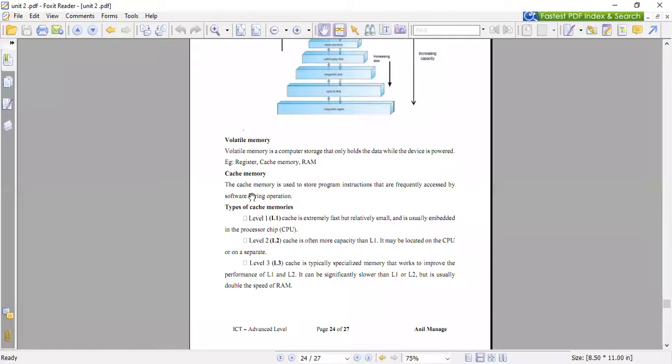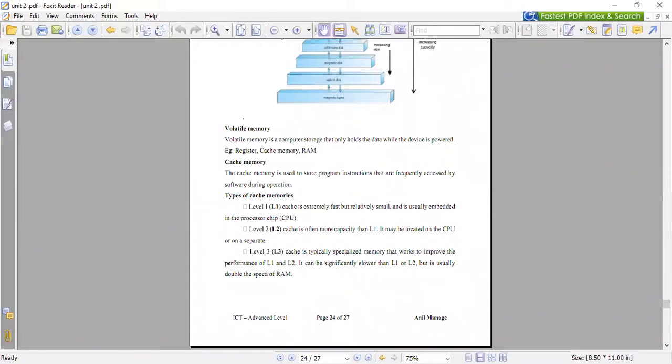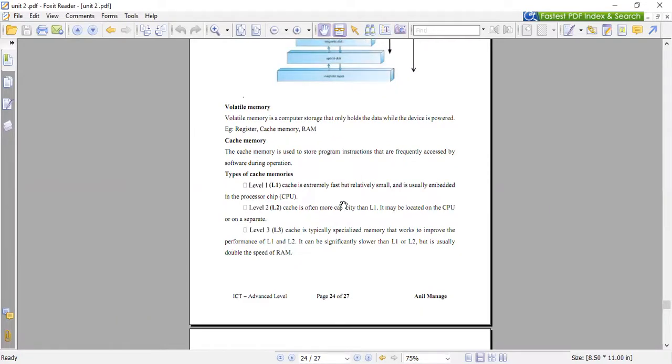Share screen. So the types of cache memory: level 1 cache is extremely fast but relatively small, and usually embedded in the processor chip. That's what I told you. In the CPU itself you can have level 1 cache memory. Level 2 cache often has more capacity than level 1. It may be located on the CPU or separate. Level 1 is definitely inside the CPU processor, but level 2 is either inside the CPU or separate.